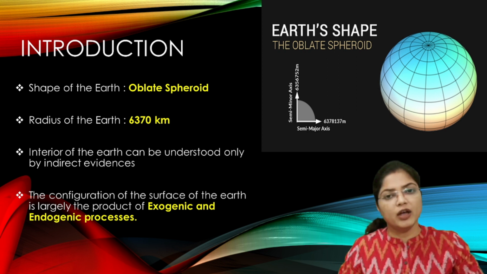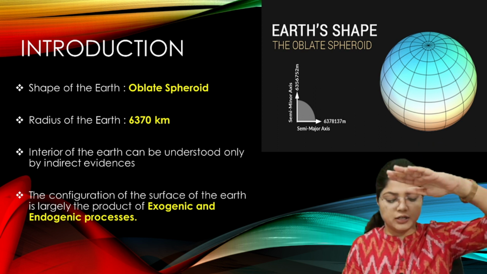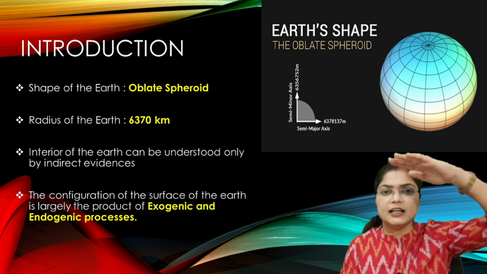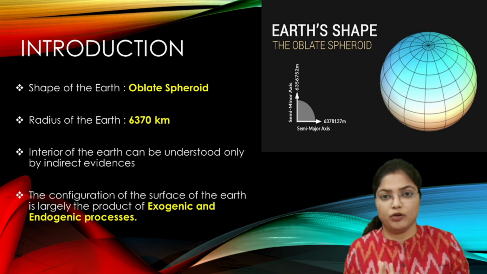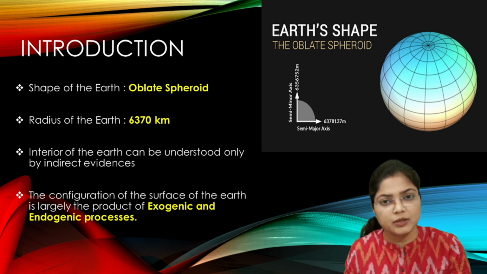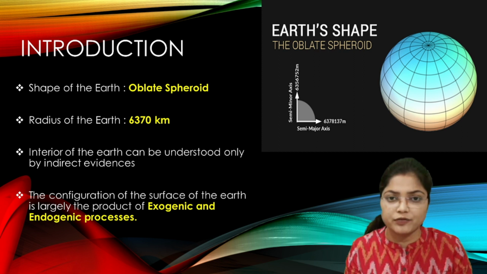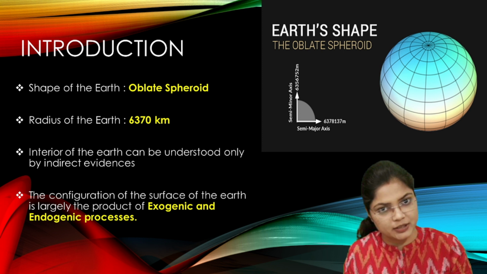For example, if you have a football, just press it from upper side as well as from lower side. What you will see, it gets flattened at both the sides and it bulges out at the center of it. Okay, so this is the shape of the earth and its radius is 6400 kilometer approximately, and if we talk about the specific value, then it is 6370 kilometer.